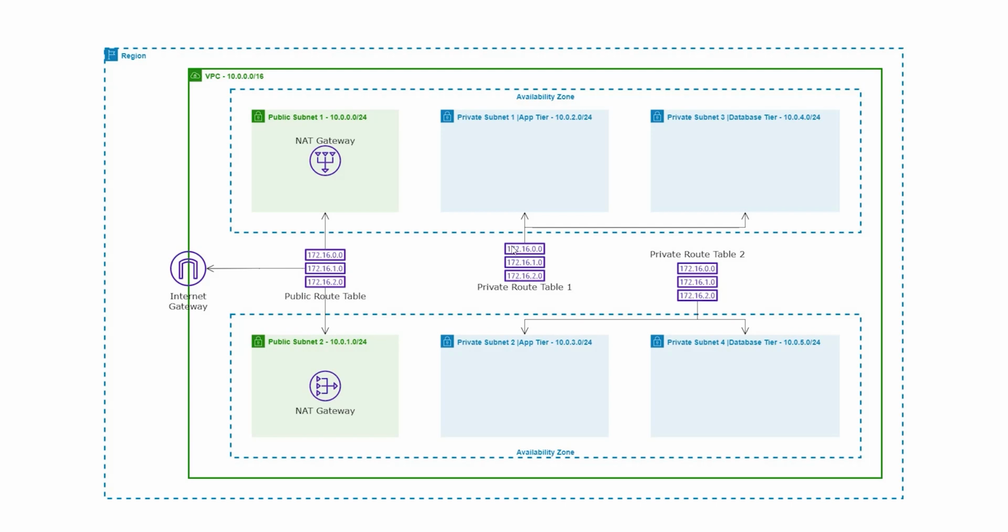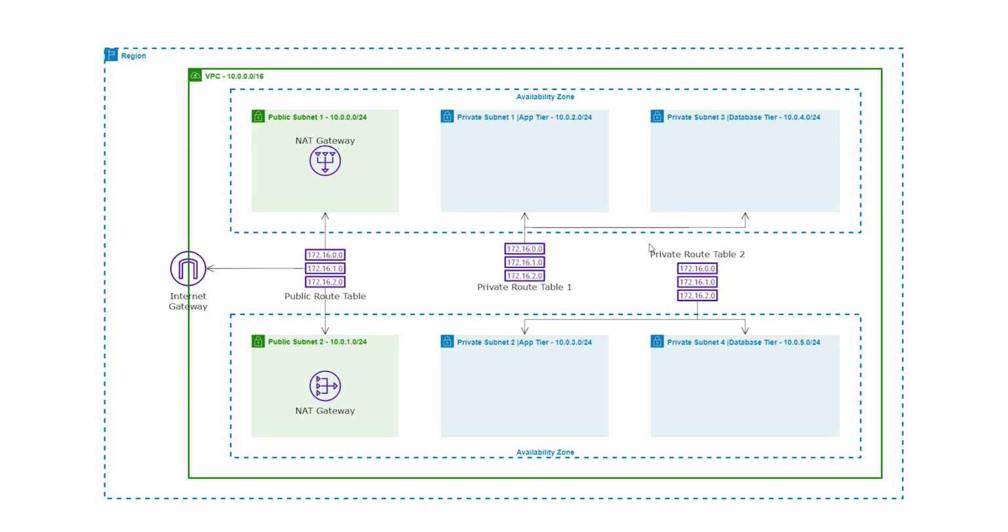We are also going to create two route tables. We'll call the first route table private route table 1, and we'll call the second route table private route table 2. We are going to associate private route table 1 to private subnet 1 and private subnet 3 in the first availability zone. And we are going to associate private route table 2 to the private subnet 2 and private subnet 4 in the second availability zone. So that's all we'll be doing in this project to create our Nat Gateway.